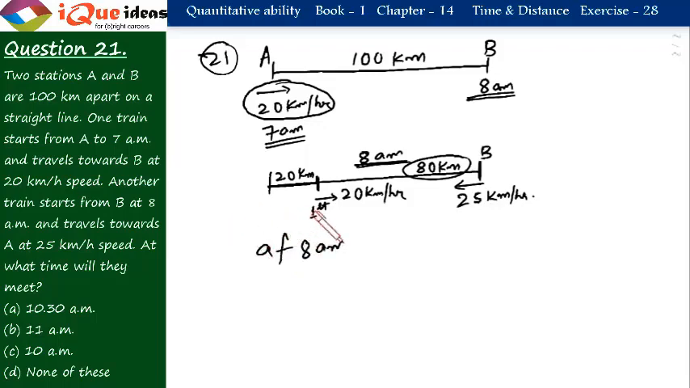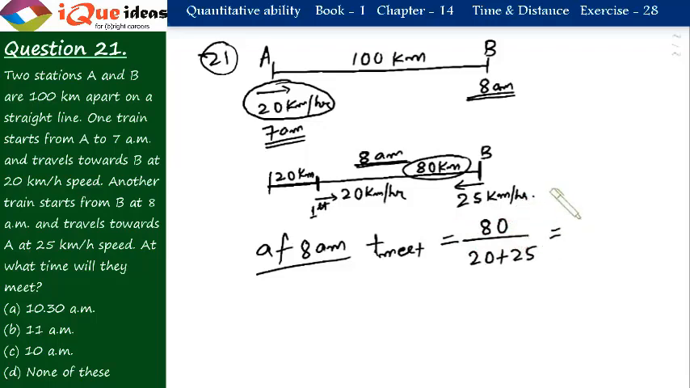So after 8 a.m. the time taken to meet would be equal to, see, please understand that from 7 to 8 there is no situation of relative speed because there is only one train that is moving. After 8 a.m. both the trains are moving, so we will apply the relative speed concept, and for that the distance is only 80 kilometers, divided by the speeds, 20 and 25, so it will be 20 plus 25. Okay, so it is 80 by 45. If you divide, it will be 16 by 9 hours.